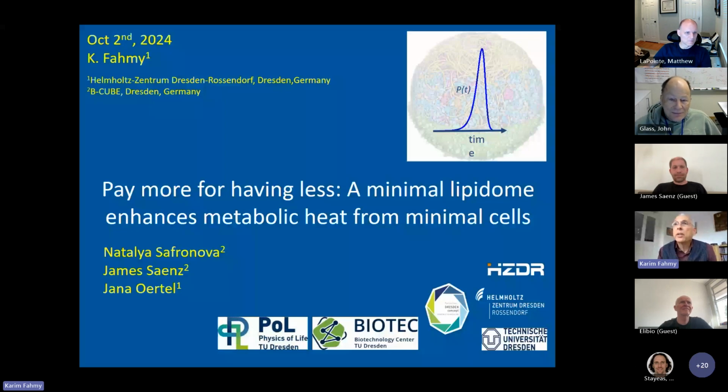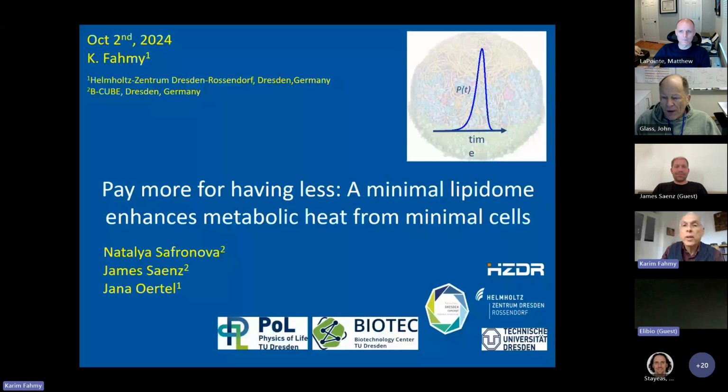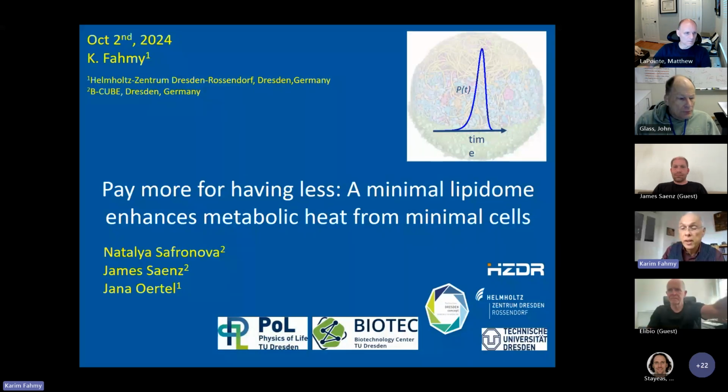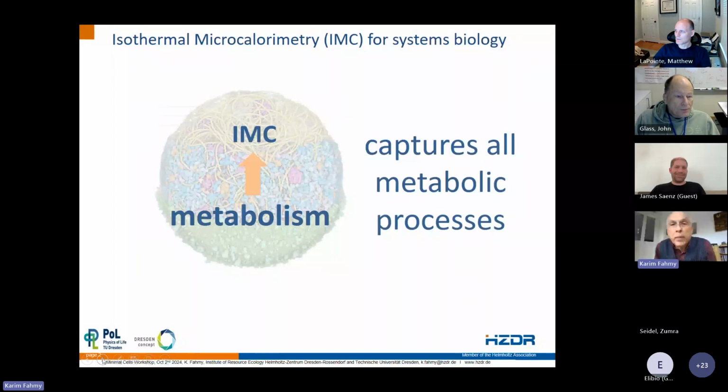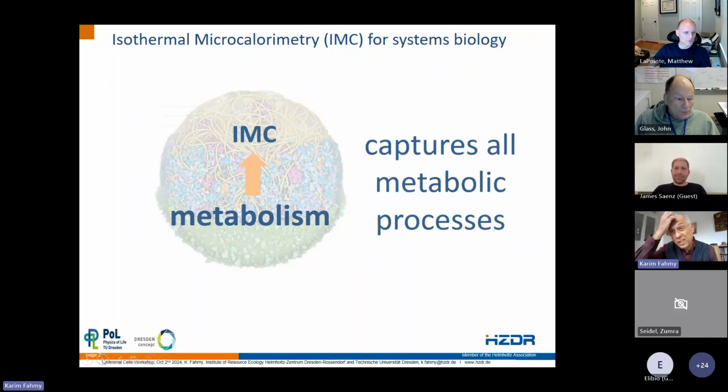My background is actually in infrared spectroscopy and fluorescence spectroscopy of membrane proteins, and more recently, we started also doing so-called heat flow measurements from entire cells in the context of addressing toxicities of metals. And well, whenever you do lipid research in Dresden, of course, you know James Science, and I'm very happy that we could team up to actually use these heat flow experiments that we had set up in combination with minimal cells. Great. So isothermal microcalorimetry, that's what I'm going to talk about in the context of systems biology.